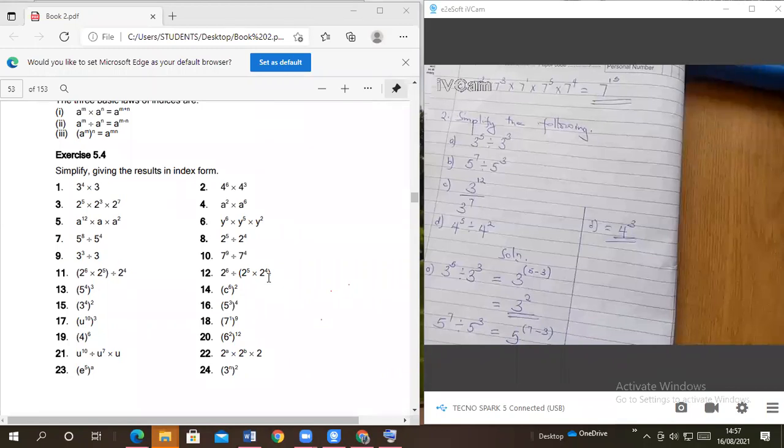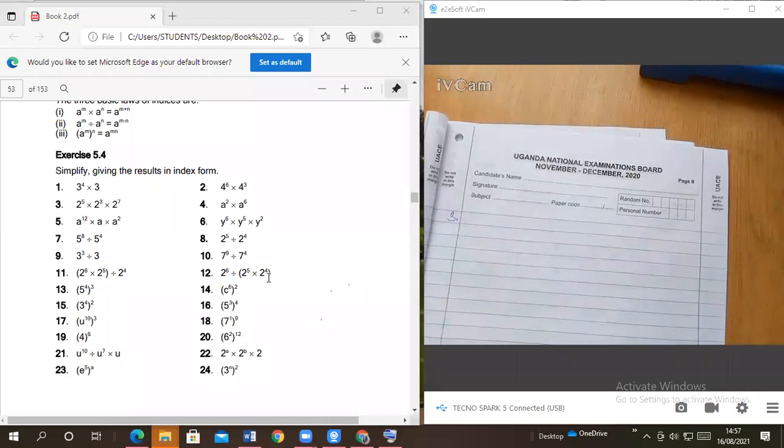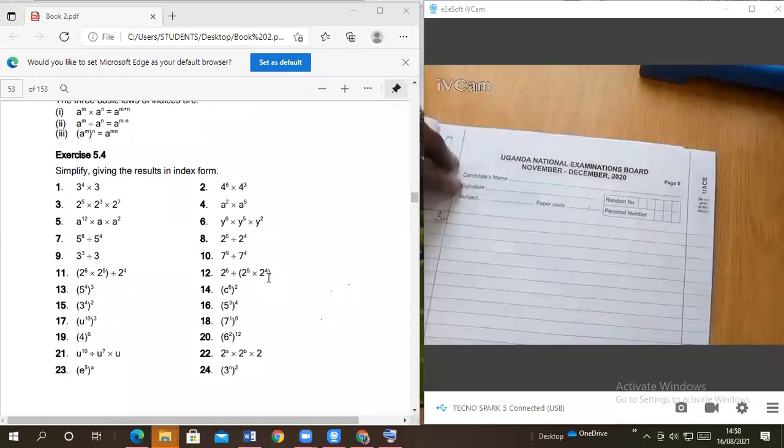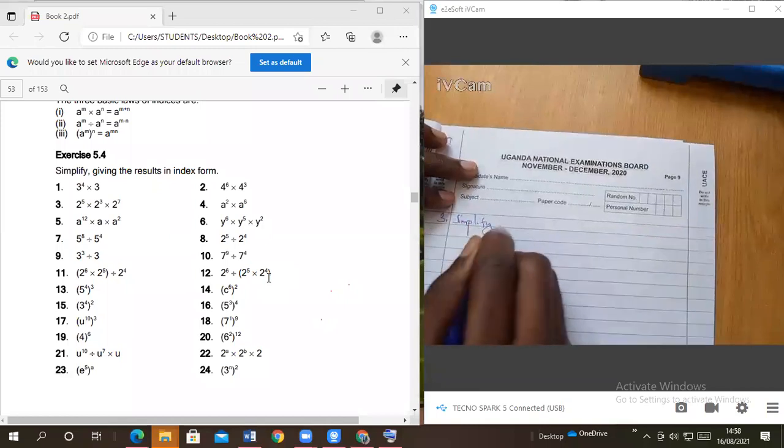Question number 3. We are going to apply the third law. The third law says when a number is raised to another power, what do we do to the power? We multiply them. We multiply the powers. So simplify the following.